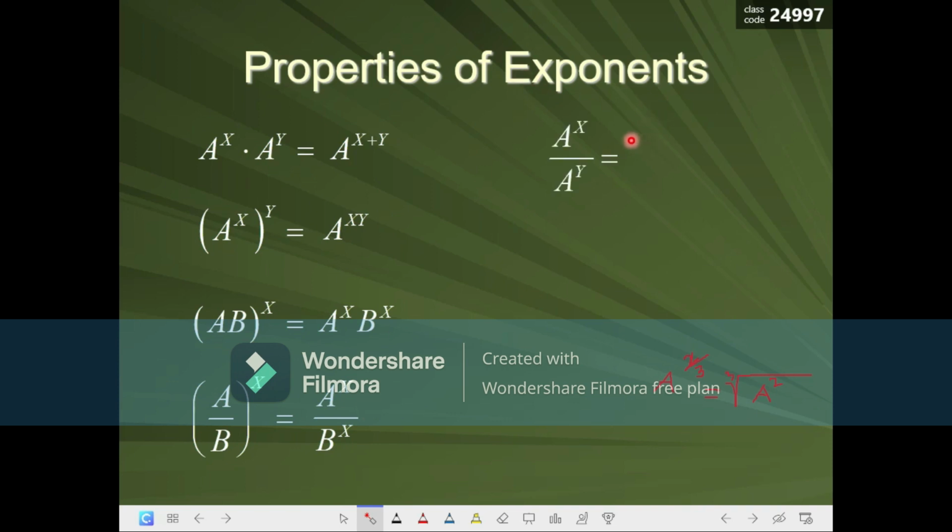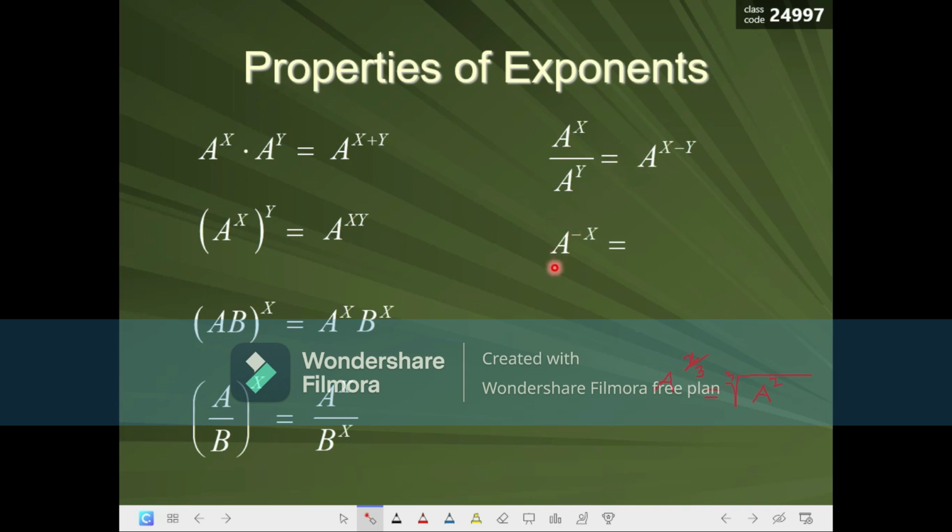So if you have a to the power of x over a to the power of y, that is the quotient rule. We have to be very careful to look at the base. The bases of both the numerator and the denominator should be in common. So the base is common, which is a. All we have to do is subtract, so you have a to the power of x minus y.